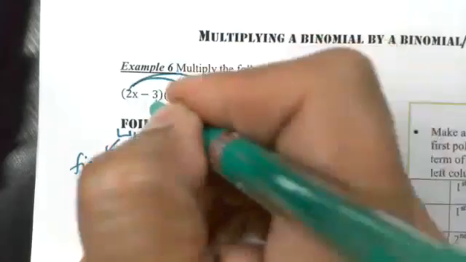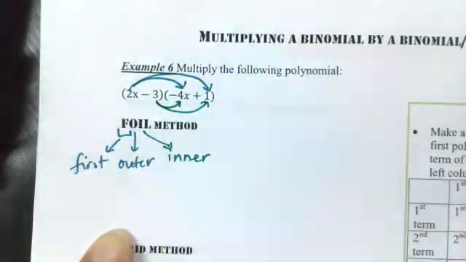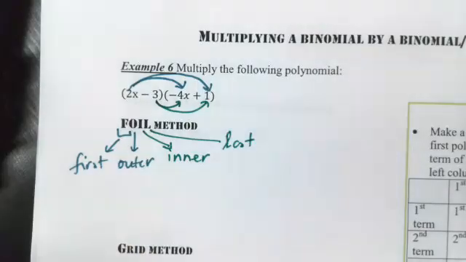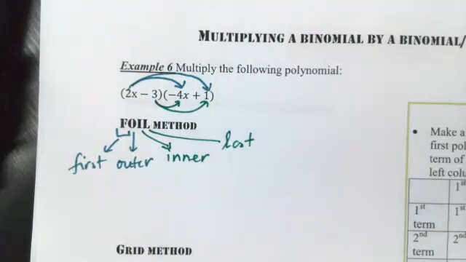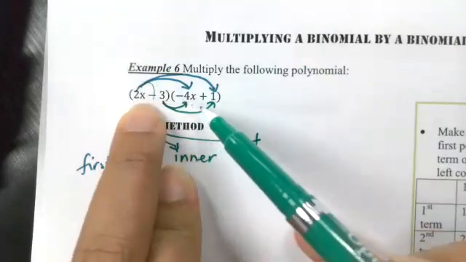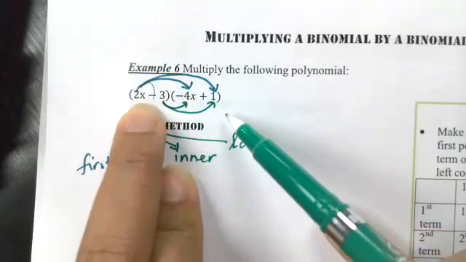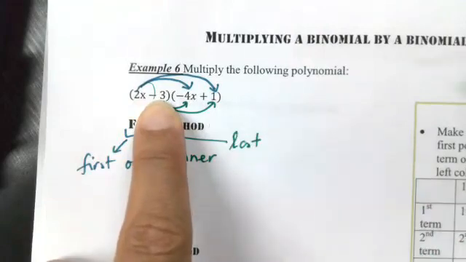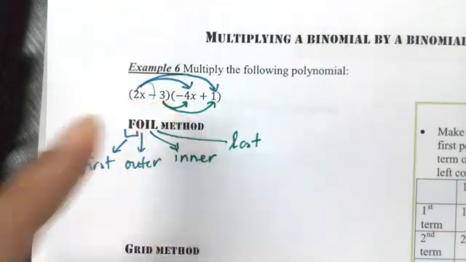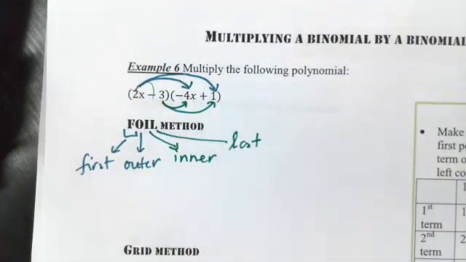And L stands for the last terms in each bracket. I always found this one not very needed, because once you get that each term has to multiply, if you start with the 2x, you have to multiply by both of the ones in the second bracket. Then you go into the next one, negative 3, you have to multiply by both terms in the second bracket. So if you need it, use it. But once you understand what distribution means, it's pretty easily applicable to all kinds of situations.